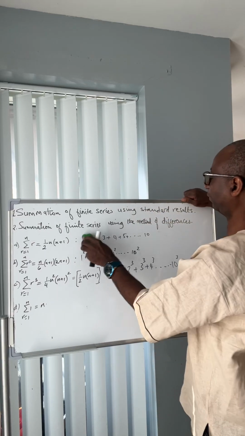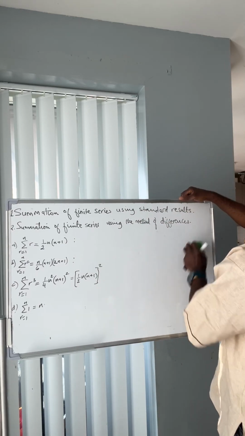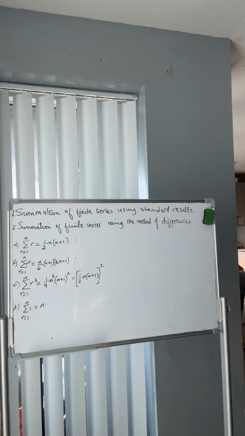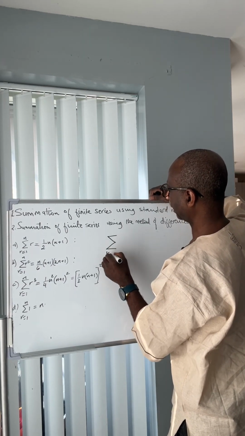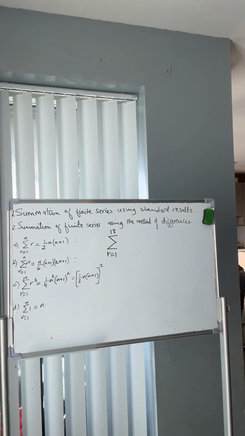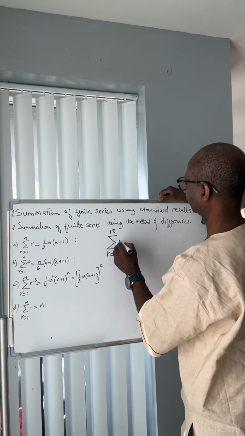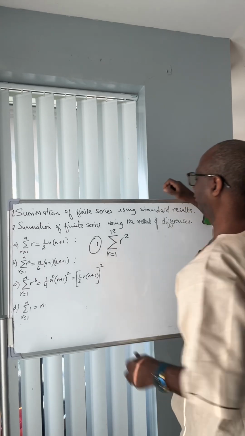Now, having all these formulas, let us solve one problem and see. Let us look for a simple problem first. As we go along, we progress to difficult ones. Here we are given: find the summation of r squared, r equals 1 to 13. Looking at question number 1.